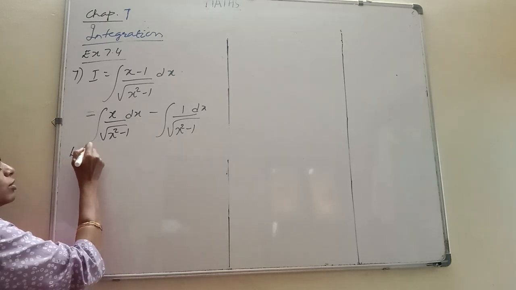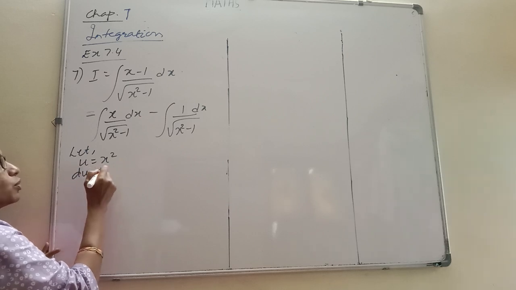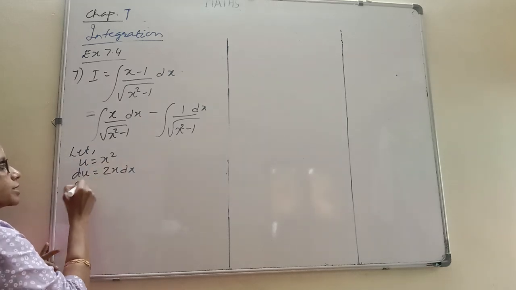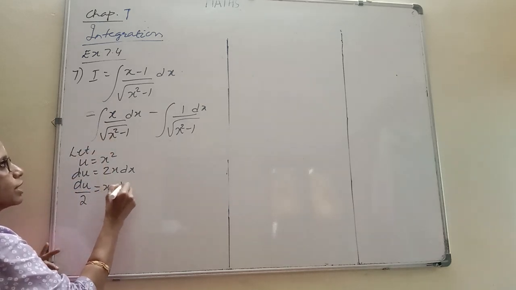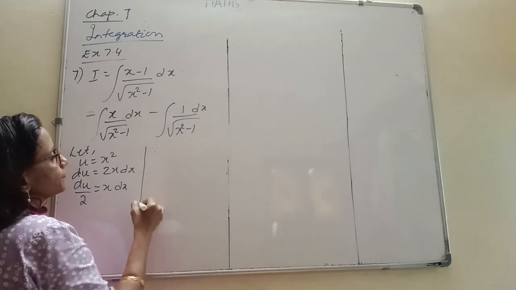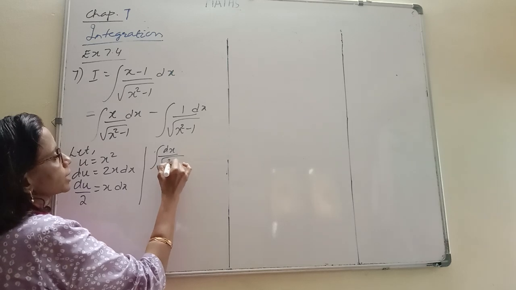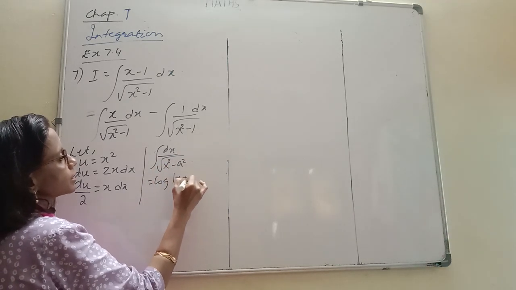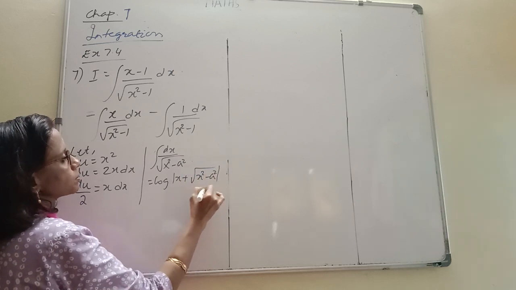So here, let's call u as x squared. When you take the derivative, du over dx is 2x. Dx we can take on the other side. Since you require only x dx there, it is du over 2. So now let's get both the integrals, and for this we will be using the formula: integral of dx over root of x squared minus a squared is log modulus x plus root of x squared minus a squared plus c.